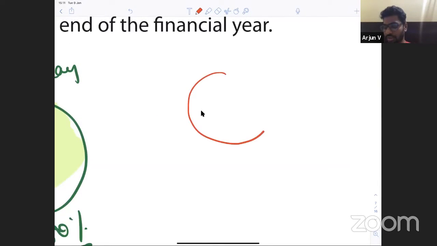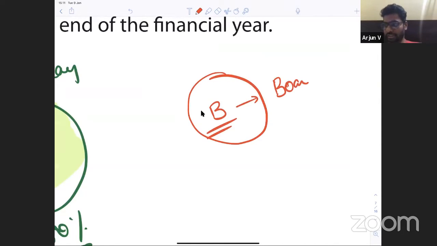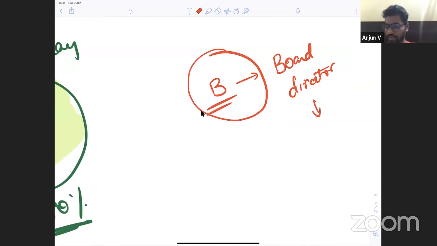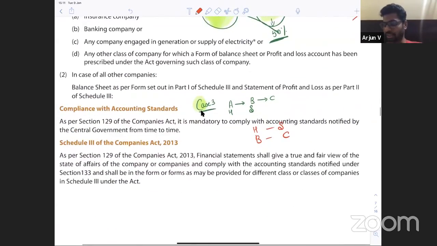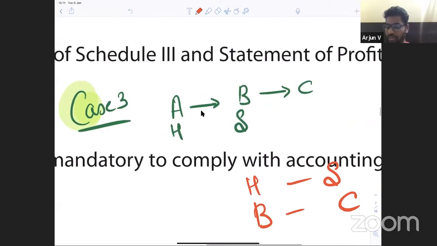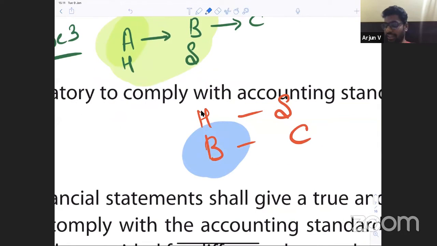Now, Kusuma, see here, a company B is controlled by board of directors. If this board of directors, the ones who are going to run the company, okay, guys, I want you to see this scenario. This is case number 3. A is a holding company, B is a subsidiary company. Are you clear? On the other side, B is having another subsidiary called C.